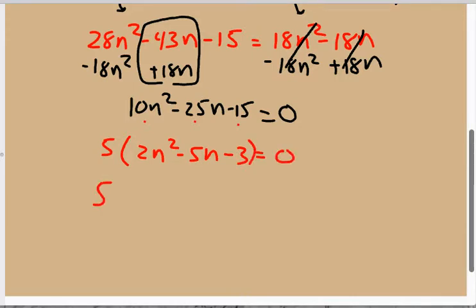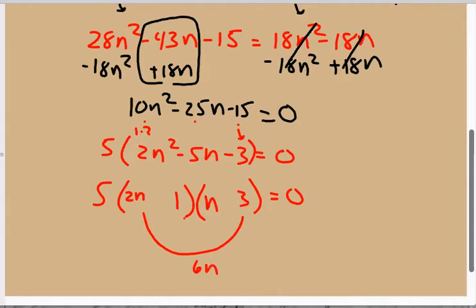Now the 5, I'm not going to set that equal to 0. There's no n there. But I am going to factor this general trinomial. I'm going to use guess and check. Factors of 2 are 1 and 2, so that's 2n and n. 3, it'd be 1 and 3. I want a negative 5, so I'm going to put the 3 here and the 1 here. This would give me 6n, and this would give me 1n. I want it to add up to negative 5 here, so I'm going to say that's negative 3 times 2, so it's negative and positive 1. So that adds up to negative 5n in the middle.